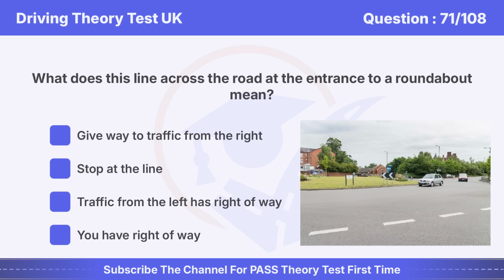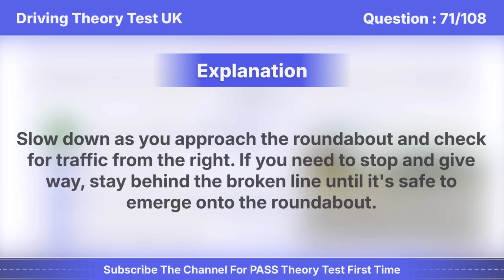Question 71. What does this line across the road at the entrance to a roundabout mean? Answer is A. Give way to traffic from the right. Slow down as you approach the roundabout and check for traffic from the right. If you need to stop and give way, stay behind the broken line until it's safe to emerge onto the roundabout.